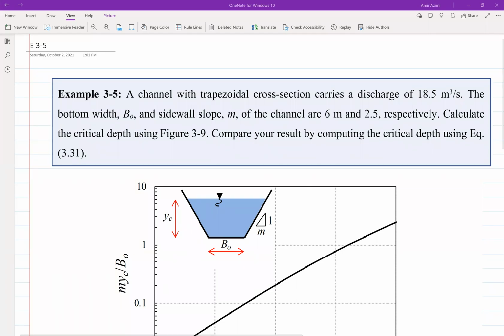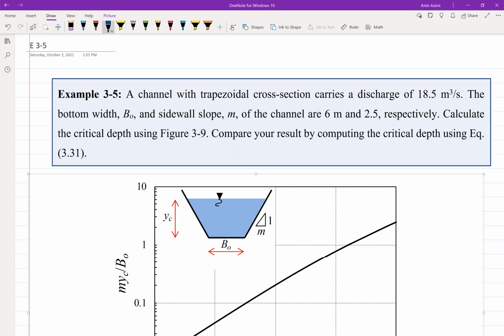Example 3-5 is about a trapezoidal cross-section, which carries a discharge of 18.5 cubic meter per second. So Q is 18.5 cubic meter per second, and the bottom width B0 is 6 meter, and side wall slope is 2.5. So for every 1 meter vertical, you have 2.5 meter of horizontal. As you see from the sketch, we have the depth, bottom width, and side wall slope in the trapezoidal channel.